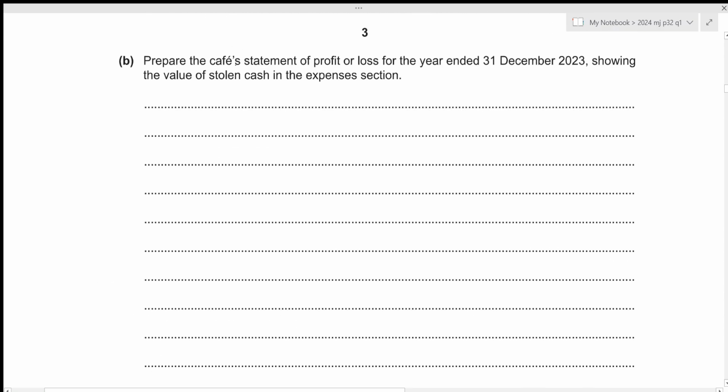We now need to prepare the CAFE's statement of profit or loss for the year ended 31st December 2023, showing the value of stolen cash in the expenses section. We've already calculated the value of stolen cash to be 1700. Now we need to include that within the expenses section. Okay, let's prepare it. This is for the CAFE. We're preparing the statement of profit or loss.